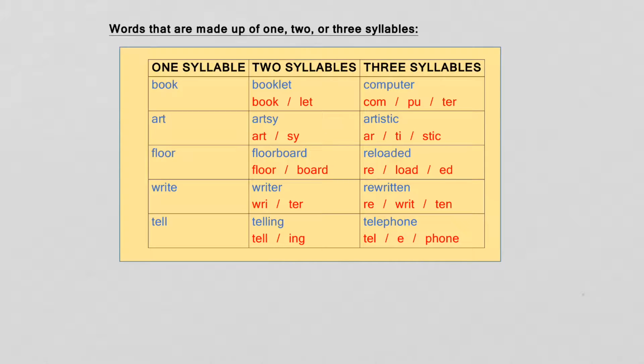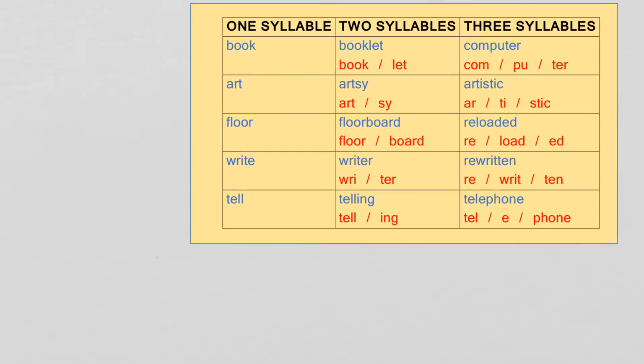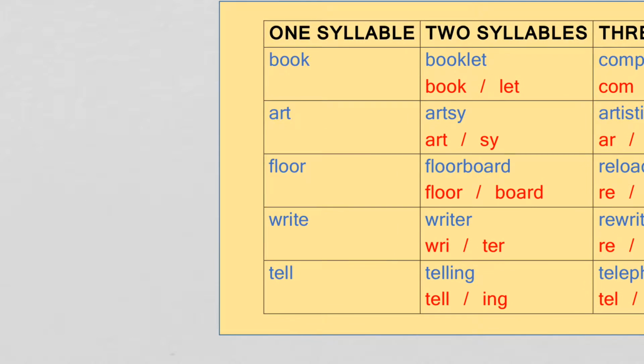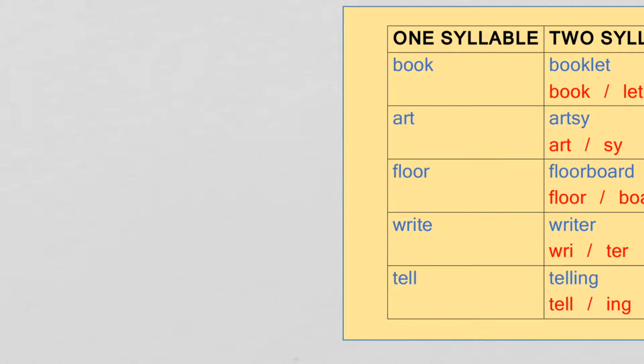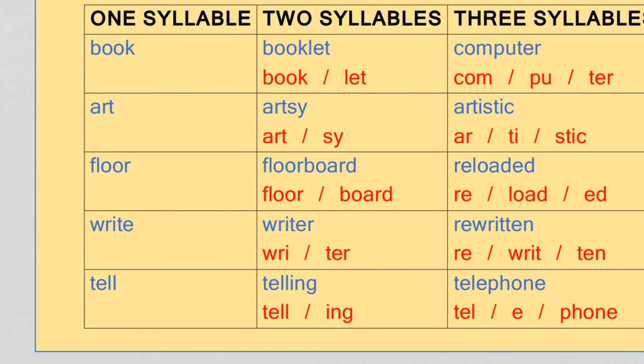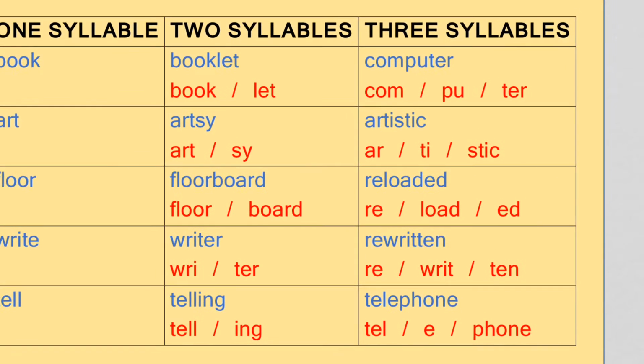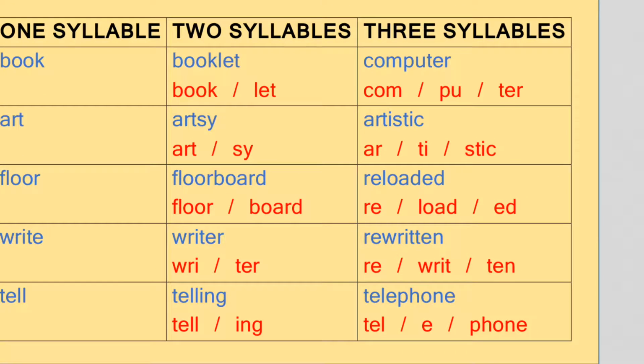Let's look at some examples. On the left, we can see a list of one-syllable words. Book, art, floor, write, tell. And when you get past one syllable, one thing that I like to do is clap when I say the word, and it helps me sound it out. So maybe booklet, artsy, floorboard, writer, telling.